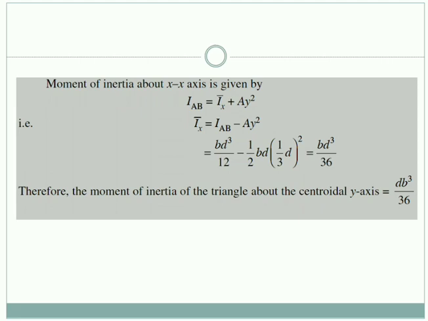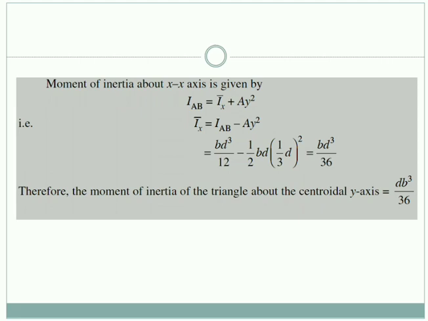Moment of inertia about any axis parallel to the centroidal axis can be obtained by this relationship as per your parallel axis theorem, which we have gone through in the previous video. Now here we already have I_AB. What do we need to find? Ix. So shifting the term Ay square to the other side, it gets the negative sign. I_AB is what? bd cube by 12. Then capital A is the area, which is what? Half base into depth of the triangle. Then what will be y square?